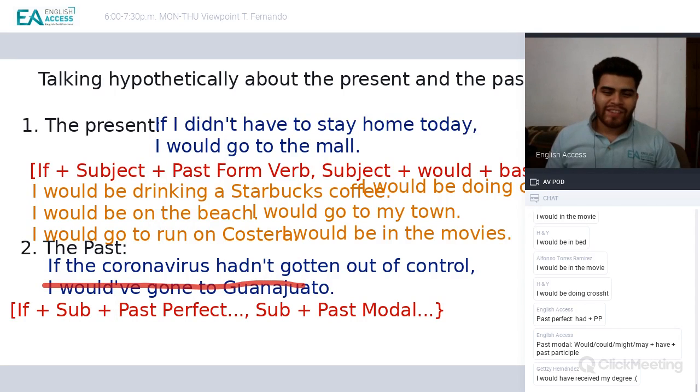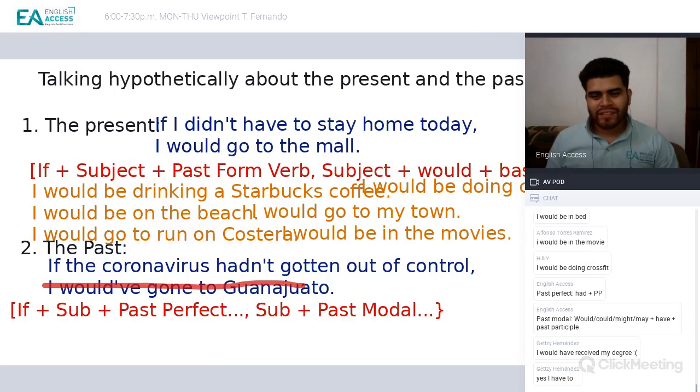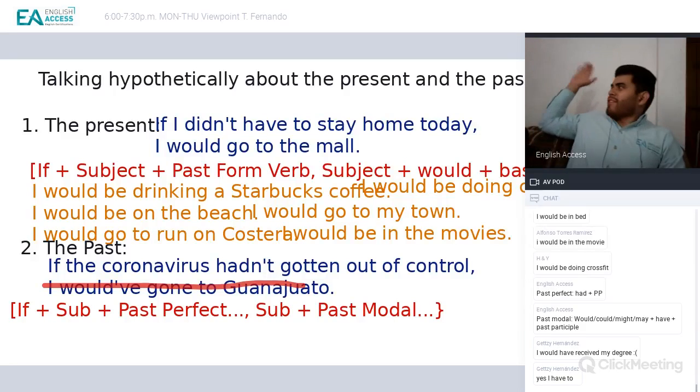Ooh, I would have received my degree. Yeah, so now you have to wait. It's bad. Are you going to use it anytime soon? Or you just wanted it so you can put it on your wall?